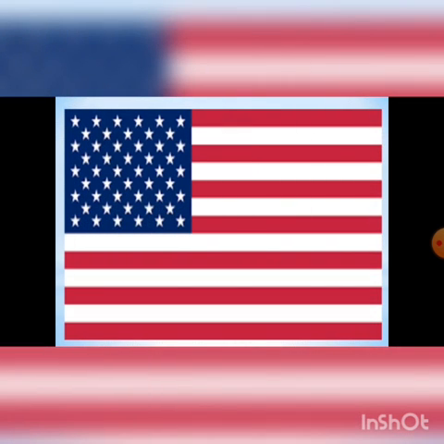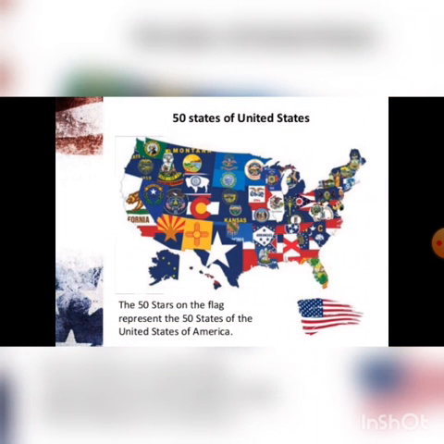This is the flag of the United States. The flag of the United States of America is a national flag. It has 7 red stripes and 6 white stripes. These 13 stripes represent the original 13 colonies. The flag also has a blue canton, a rectangle in the top left corner. Here you see the 50 states of the United States. The 50 stars on the flag represent the 50 states of the United States of America.